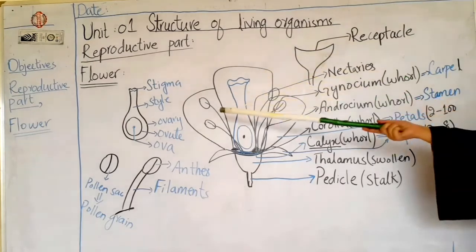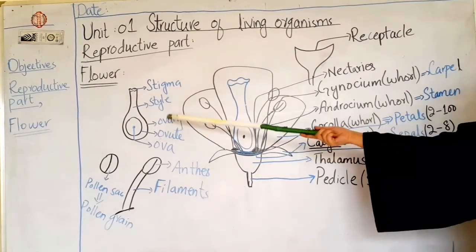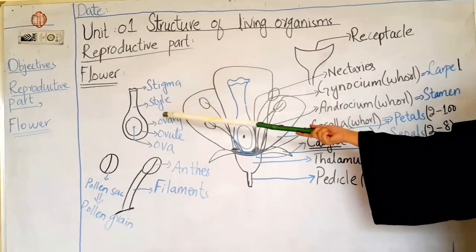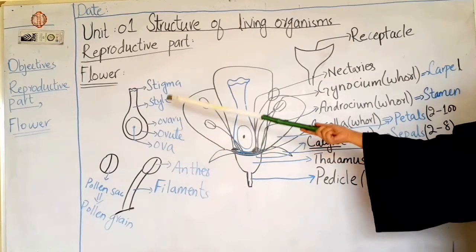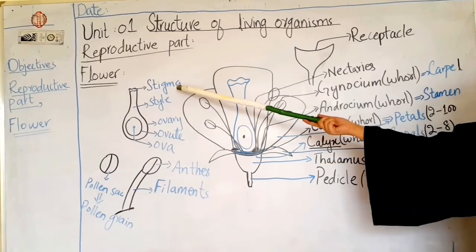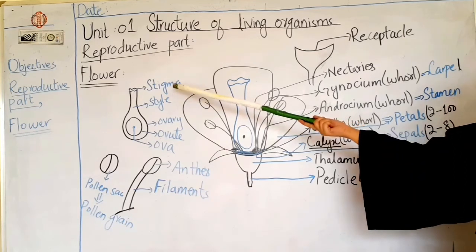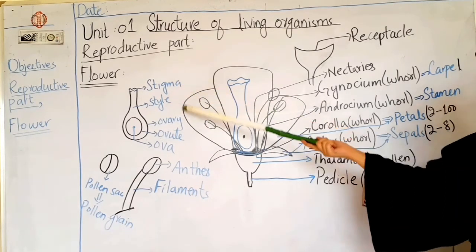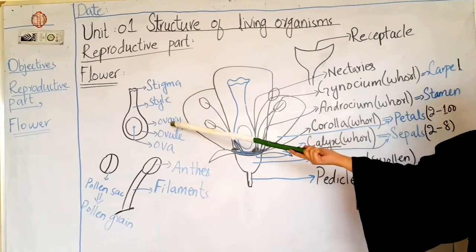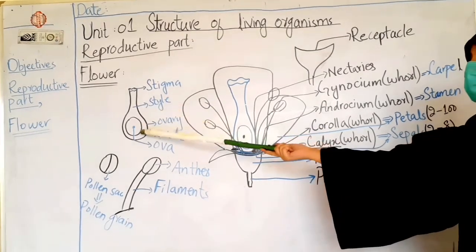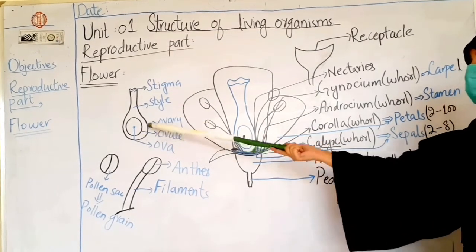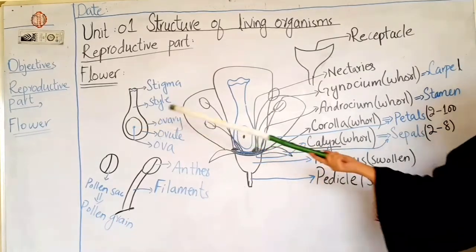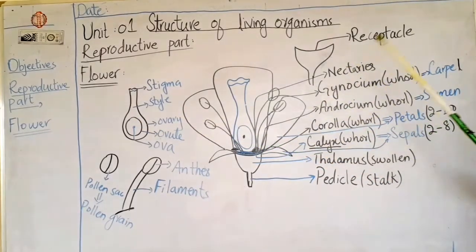Now here we have the structure of carpel. It has stigma, style, ovary, ovule and ova. Stigma is the tip of the carpel which is sticky and it is involved in the sticking of the pollen grain. Style is the neck of the carpel. Ovary is the swollen area. Inside the ovary, ovule is present, and inside the ovule, ova is present, which is actually the egg of the carpel, or you can say the female part.